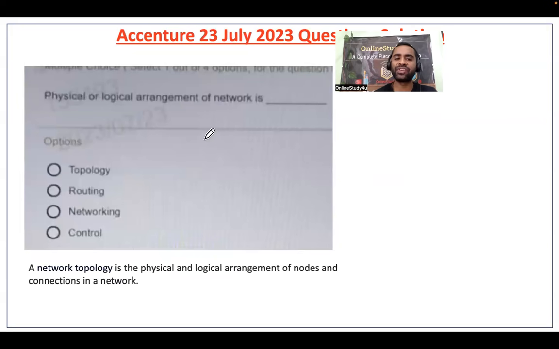Now, physical or logical arrangement of network is, so a network topology. Basically the answer is topology. Now let us read the explanation also here. A network topology is the physical and logical arrangement of nodes and connections in a network. Okay, fine.